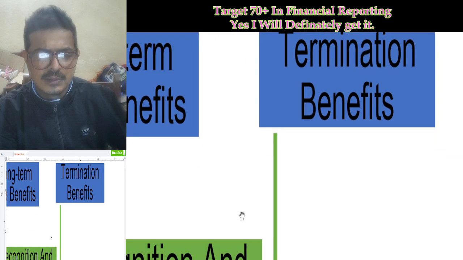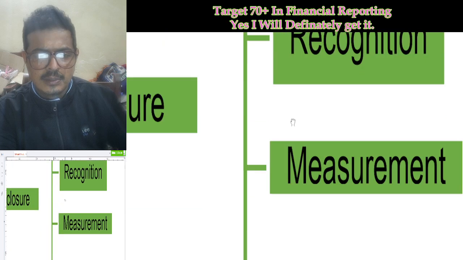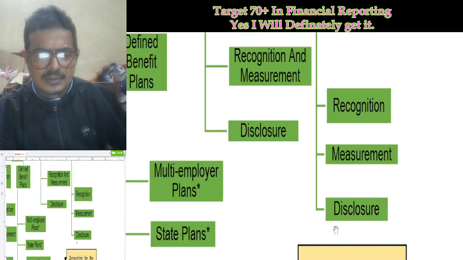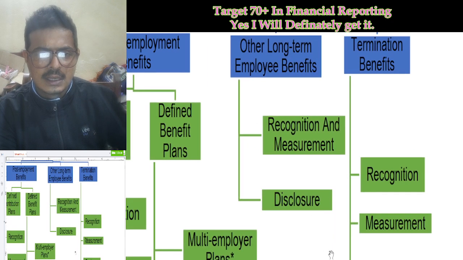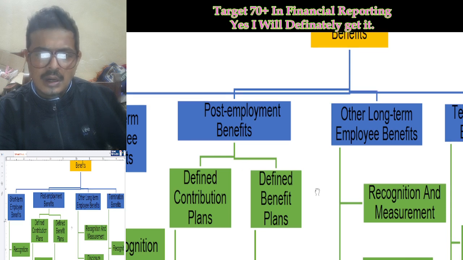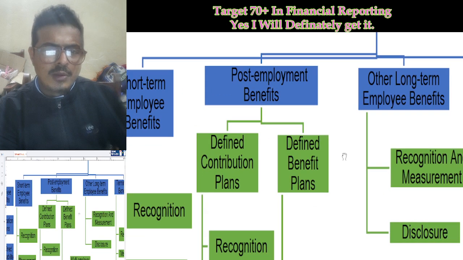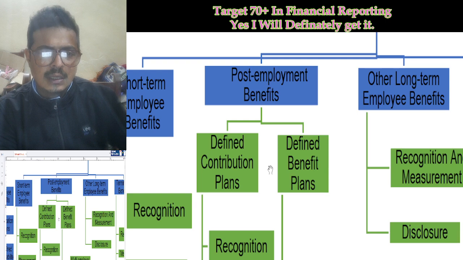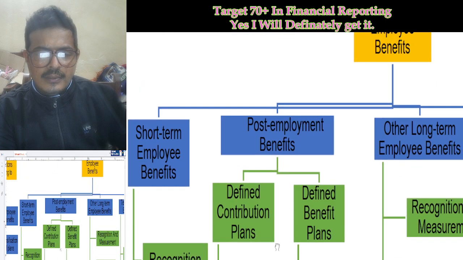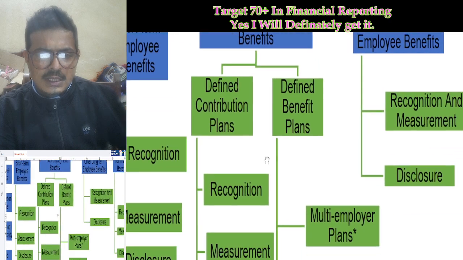Let's start with termination benefits: recognition, measurement, disclosure. Another is other long-term employee benefits. Under it, recognition, measurement and disclosure, same things. But under post-employment benefit plans, there are defined contribution plans and defined benefit plans.